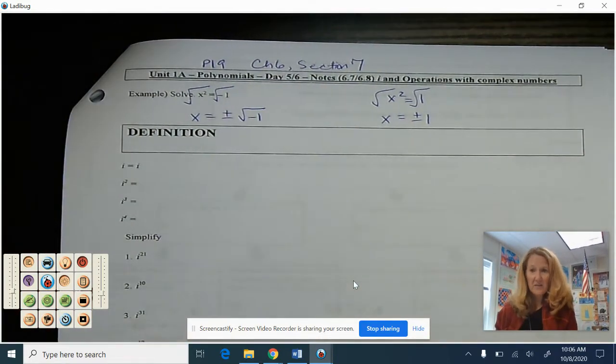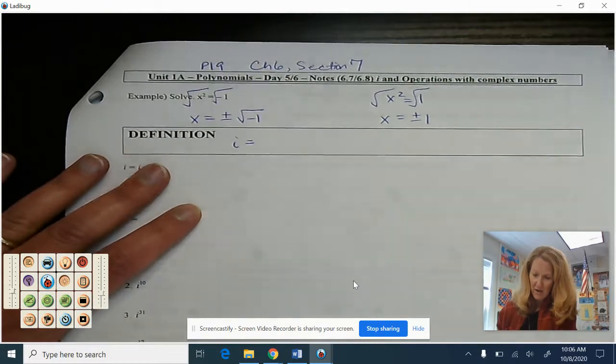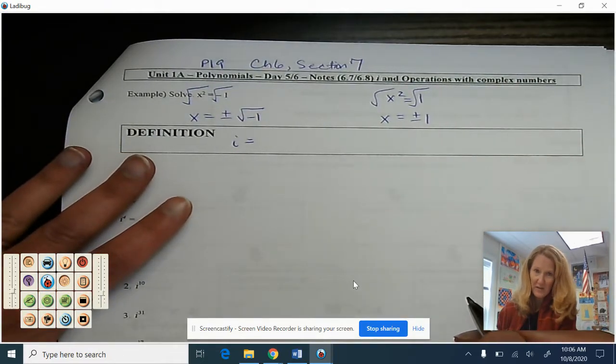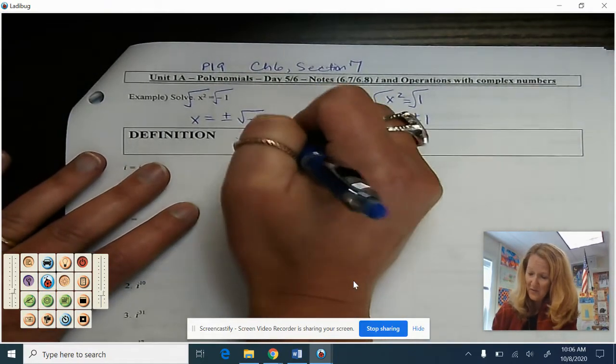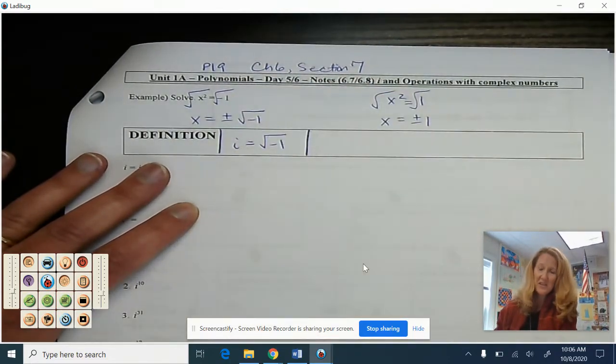So we have, as mathematicians, come up with a name for that. We're going to call that i for our imaginary number. Okay, so it's the square root of -1. So i equals the square root of -1. And I'm going to give you several definitions here.